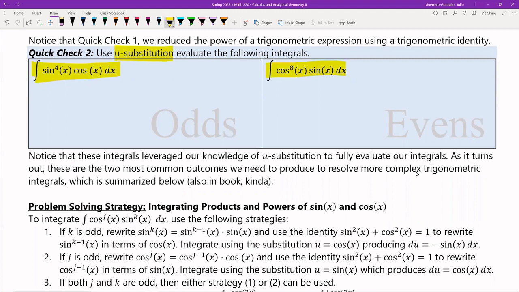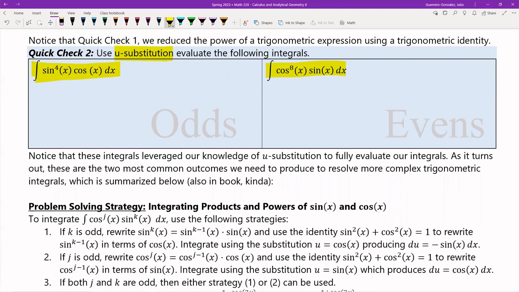Each one of those quick checks that came before has techniques that we're going to be using repeatedly when we get down to actually doing sines and cosines of higher powers. So if you notice the quick check that's on the screen right now, it's a simple u substitution.